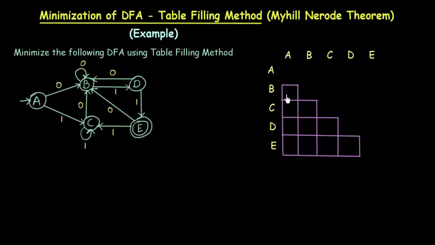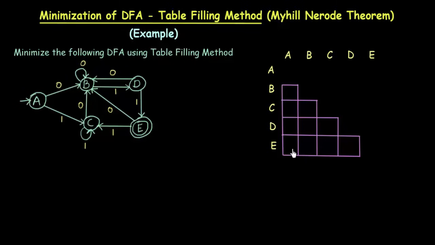So starting with this, what is this cell? This cell stands for BA. So let us check for states B and A. B and A are both non-final states, so no need to mark it. And come to this, this is CA. C and A are also both non-final states, so no need to mark it. And then the next one is CB. C and B are both non-final states, so no need to mark. Come to this, this is DA. D and A, both are non-final states, so no need to mark. And this is DB. D and B, both are non-final states, no need to mark. And DC, both are non-final states, no need to mark.